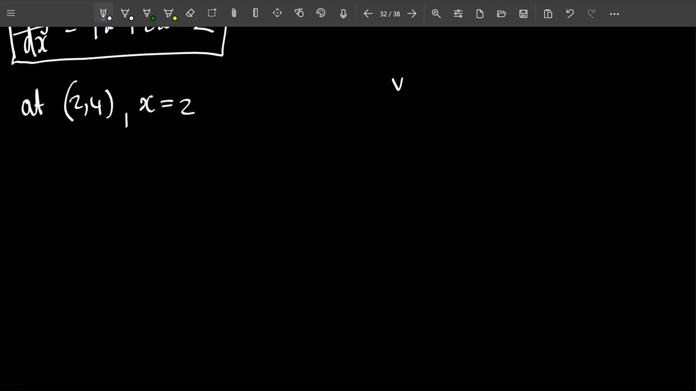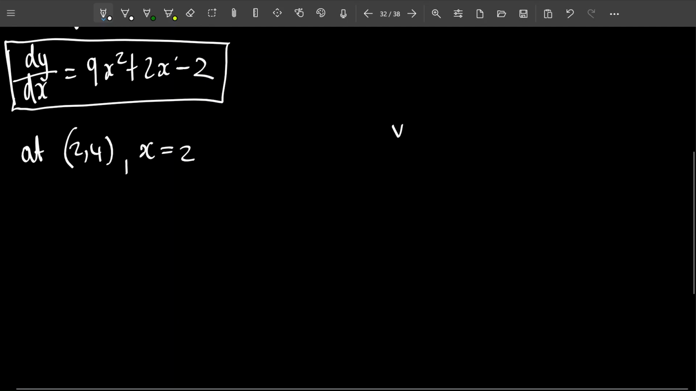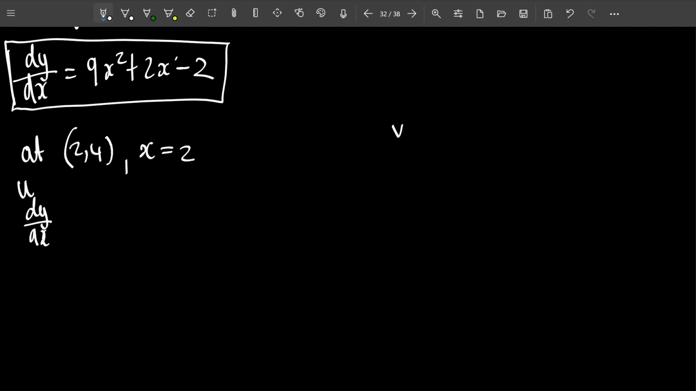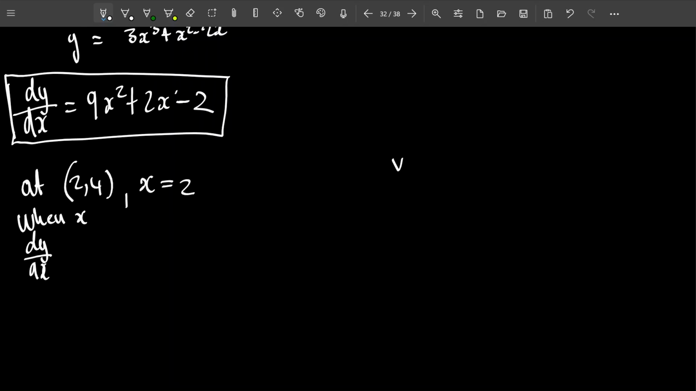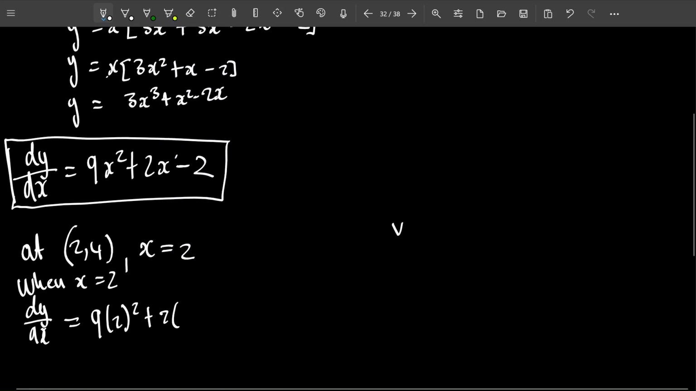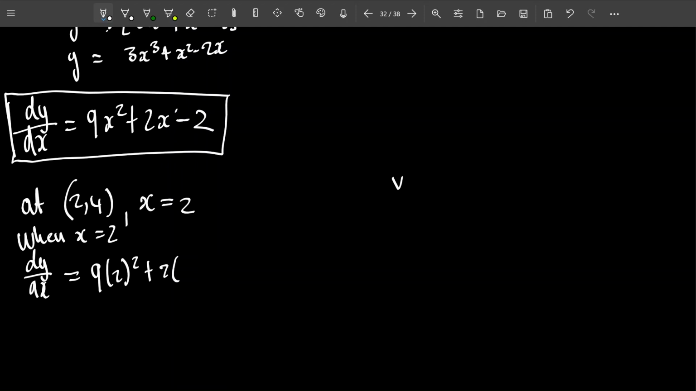x will be equal to 2. So what it means is that you can now say, when x is equal to 2, dy/dx will be equal to 9 times 2 squared plus 2 times 2x, rather. Okay, 2 times x, so what is x? x is just 2, so 2 times 2, then minus 2. So dy/dx will be equal to 9 times 4, plus 2 times 2, which is 4.